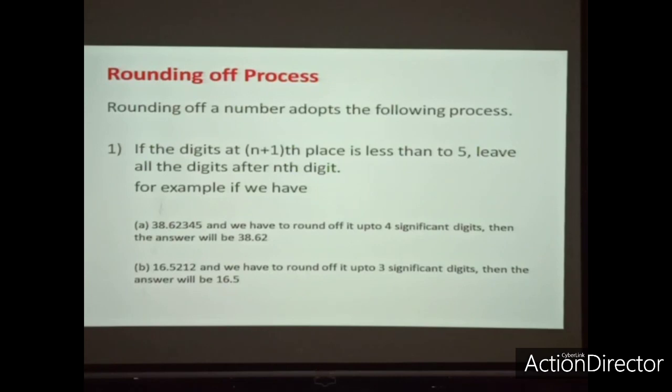Similarly, in another example, 16.5212. We have to round it off up to 3 significant digits. The value of n is here 3. So here we can see 16.5, यानी हमारे पास 3 डिजिट तो ये आ गए n नंबर के, यानी n+1 डिजिट हमारे पास आ गया है 2, which is less than 5. According to the definition, if it is less than 5, we have to cut off all the remaining digits. Means we will ignore 2, 1, 2 as it is, and the answer will be 16.5. I think that is clear.